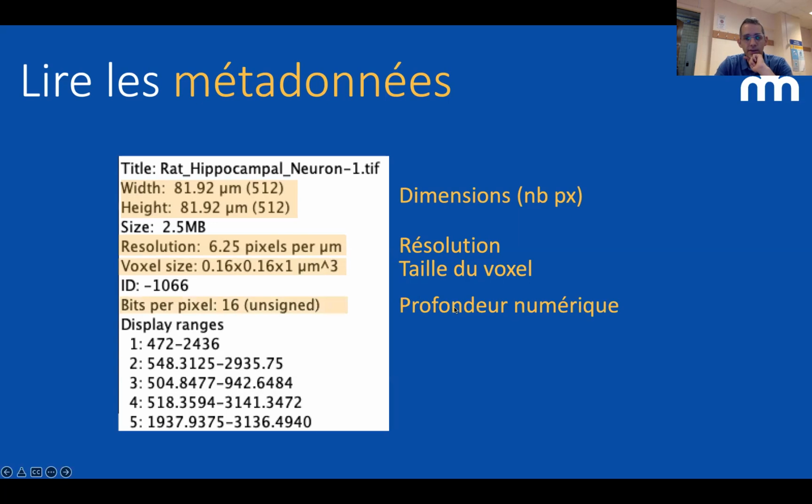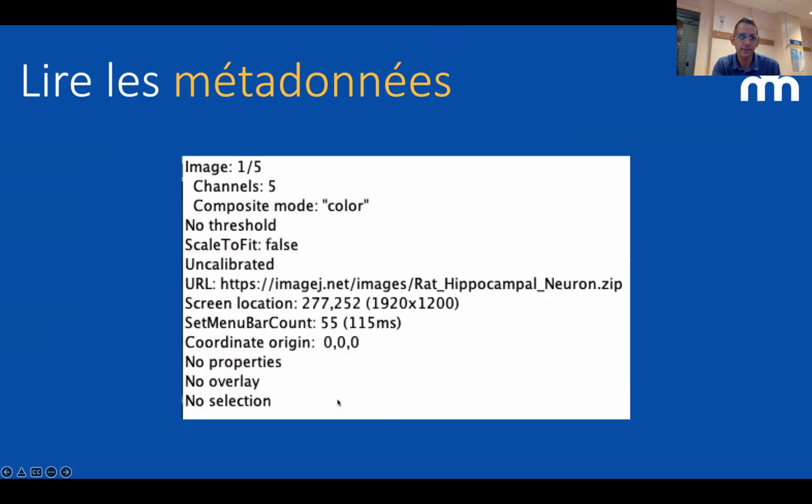Then there is the bit depth that we saw, and there are also the display ranges, which are the brightness and contrast that are saved directly into the file. So when you open it up, it will show you these values directly unless you say otherwise. The last thing I want you to see is that there is also the number of channels and the display mode for the colors. So in this case, we are in a composite mode, which is overlaying all the lookup tables on top of each other.